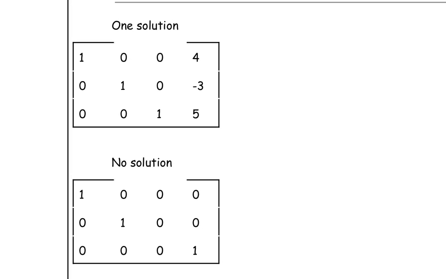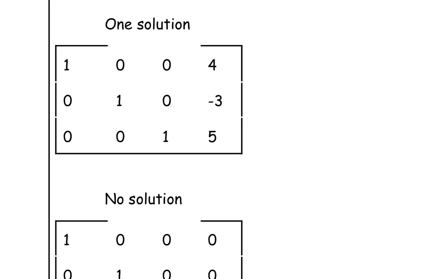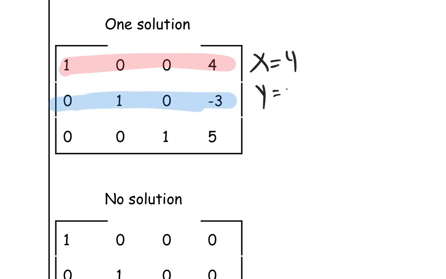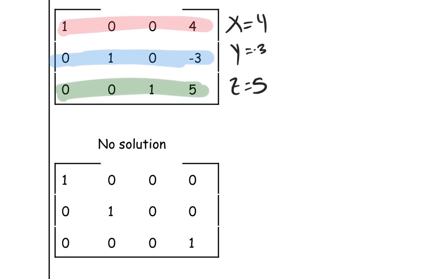Here's how we read the calculator. Your screen could look something like this. When you have the 1 in diagonal, that means that it has an X, Y, and Z. The first one belongs to the X, so X equals 4. This next one belongs to the Y, so Y is -3. And the last one belongs to the Z, so Z equals 5. So that's one solution because we have one answer.